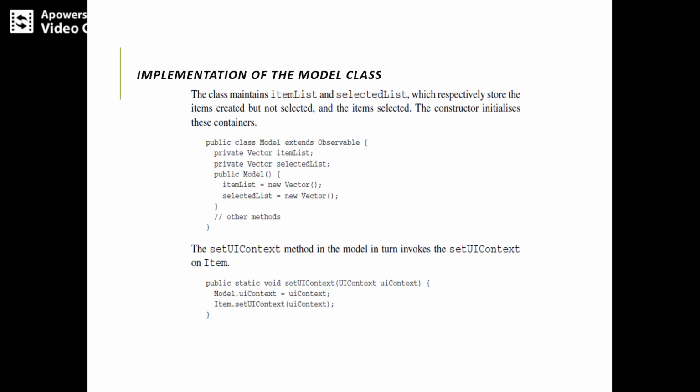So here the setUIContext method in the model in turn invokes setUIContext on the respective items. One thing we are going to observe here: public static void setUIContext, the user interface context, with the parameter UIContext, Model.UIContext equals UIContext. Similarly, item.setUIContext of UIContext.